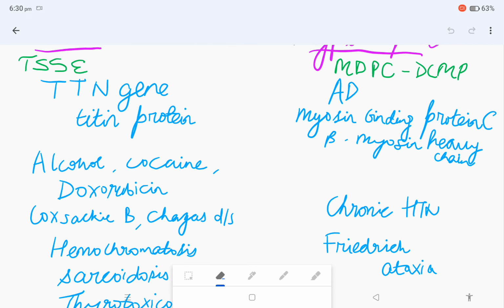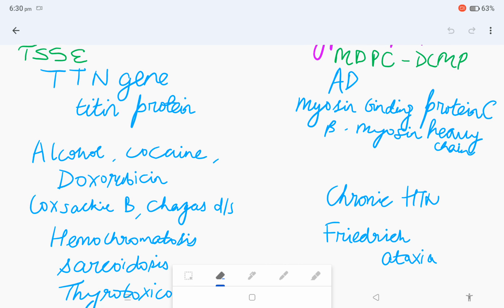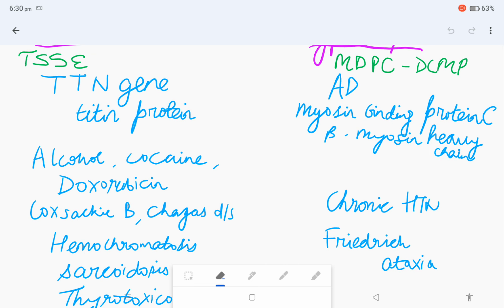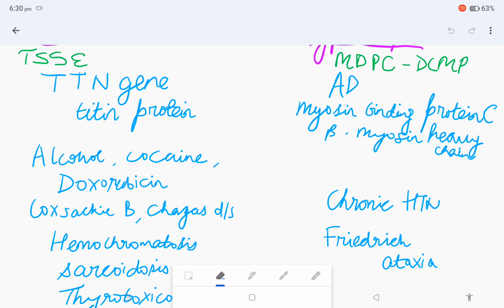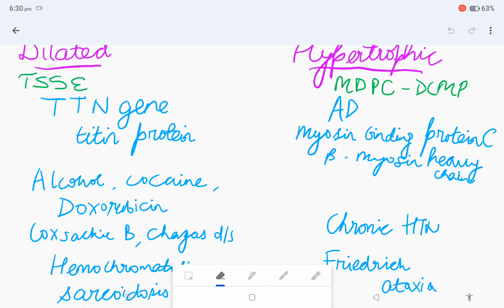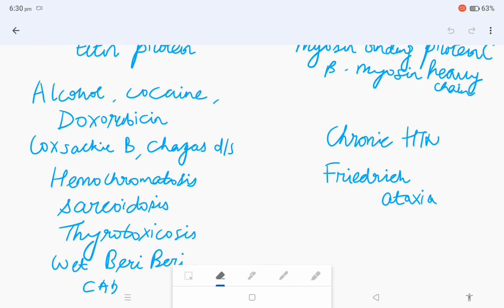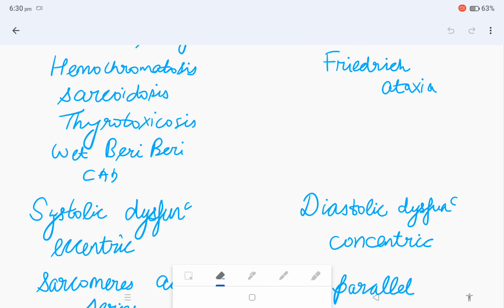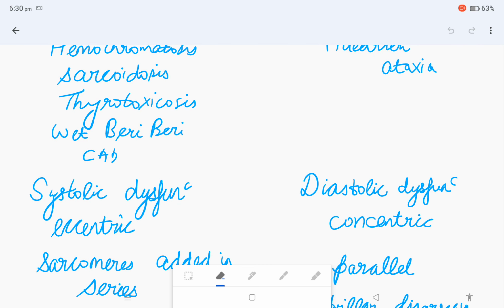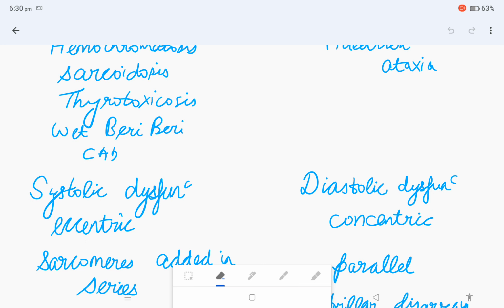While in the hypertrophic one, we have the cause as chronic hypertension and Friedreich ataxia. Okay, then next we see in the dilated one, systolic dysfunction occurs, and in the hypertrophic, diastolic dysfunction.